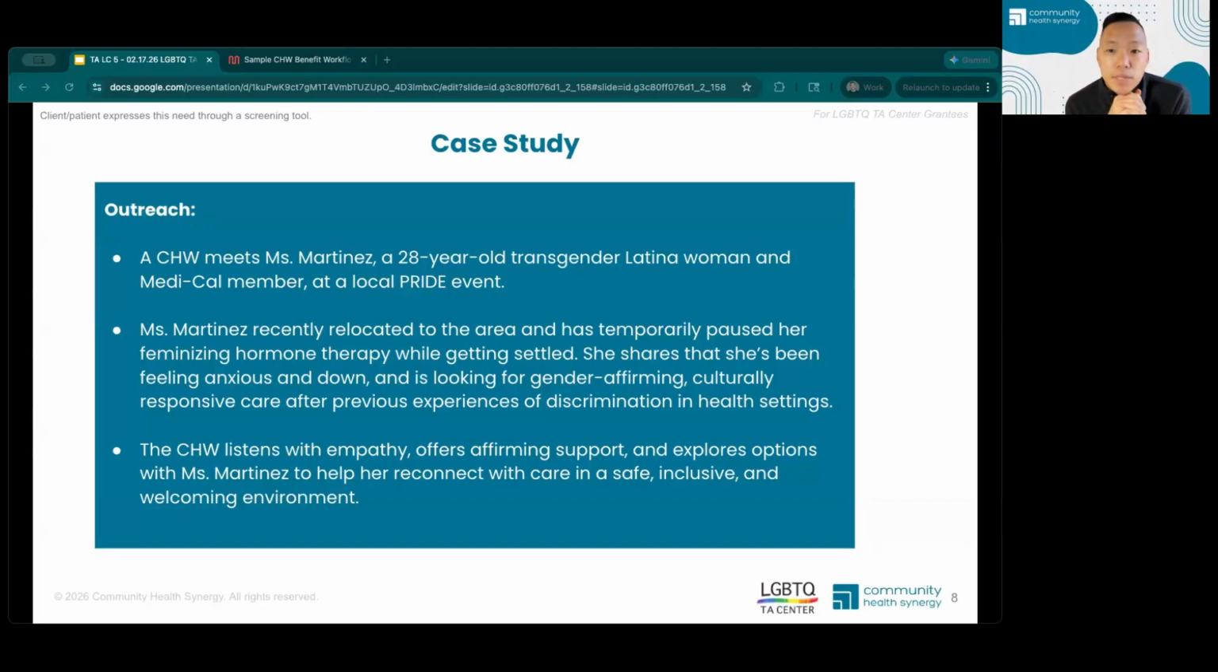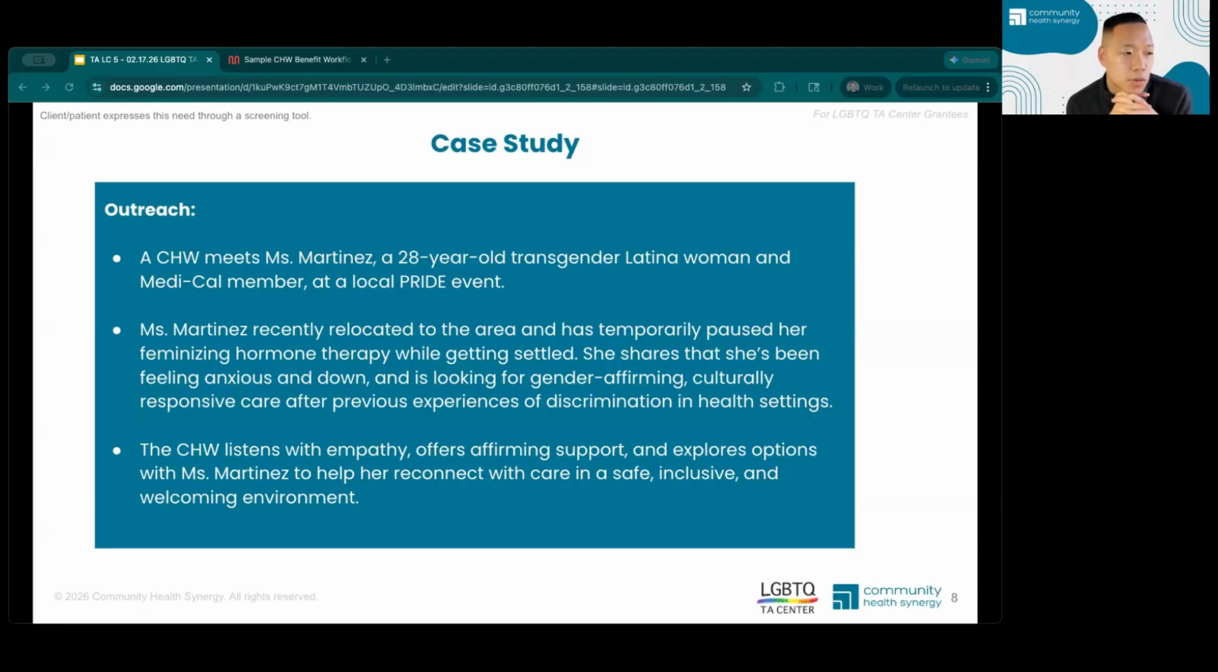So let's start with a sample scenario where a community health worker. Now, remember, this could be a health educator. This could be an outreach specialist. This could be you yourself as an executive director who can function as a CHW. Pretend here that you meet someone named Miss Martinez, a 28-year-old transgender Latina woman, and she is someone with Medi-Cal.